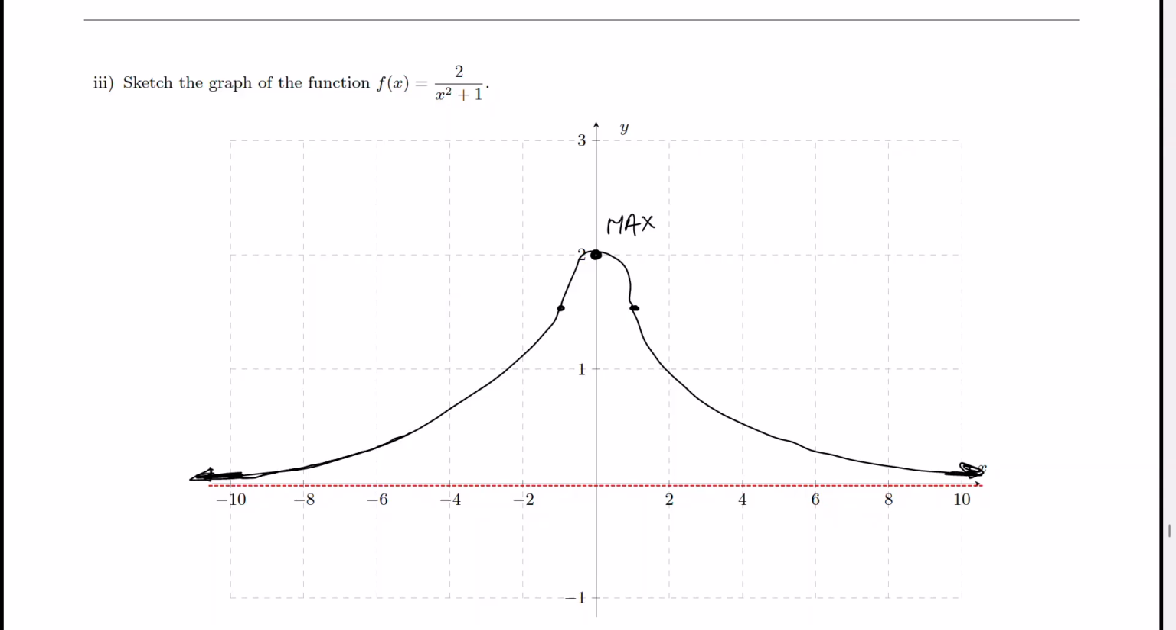Obviously, you want to make it as smooth as possible, as pretty as possible, but it doesn't have to be perfect. It just has to look correct. And really, what matters is everything else you did before, finding the derivative, finding the inflection points, and so on and so forth. That's worth more points than the actual graph itself.